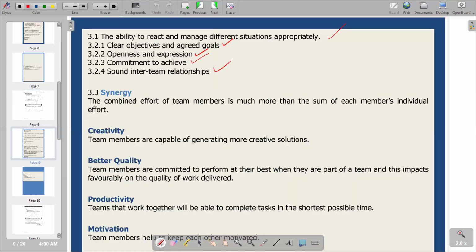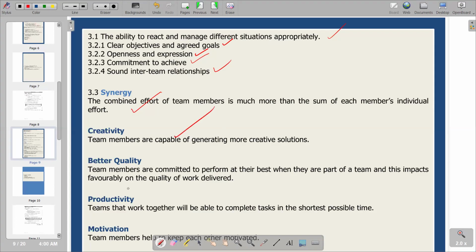The first one is synergy. That is, the combined effort of team members is much more than the sum of each member's individual effort. So remember, when you have teamwork, we put together a combination of efforts done with coordination. So basically, that becomes synergy. That's the first advantage. The second one is creativity. Team members are capable of generating more creative solutions. So when people work together, the probability of new or creative solutions coming up is very high. So it becomes a benefit.